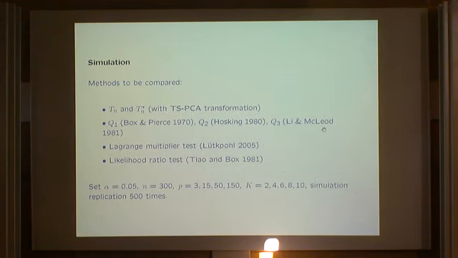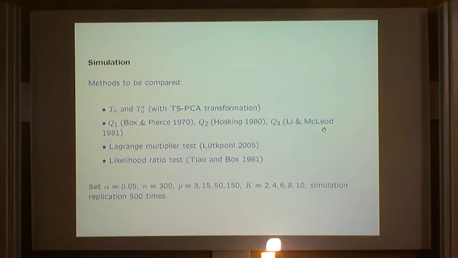Okay, let's look at some simulation results. Methods to compare: we have proposed this new test based on a maximum correlation, which is Tn. And we apply what we said, this time series principal component transformation first. Then we have a Tn star. So there are two versions of this new test.